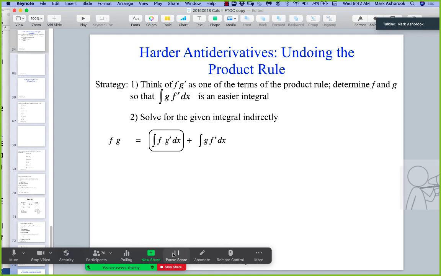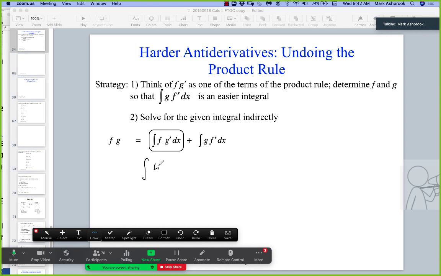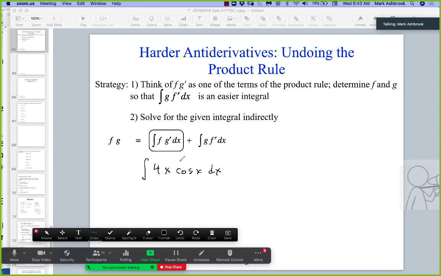And so, let's see. What did we look at? We looked at the integral of 4x cosine x. And we said, is this undoing the chain rule? That's always the first question you ask. It's the most prevalent technique that we're going to see, undoing the chain rule. So you always ask, is it undoing the chain rule? And we compare these two and we say no.